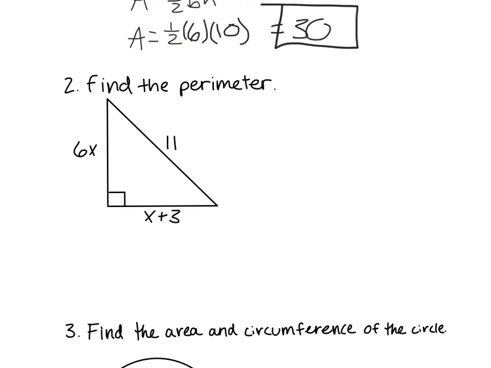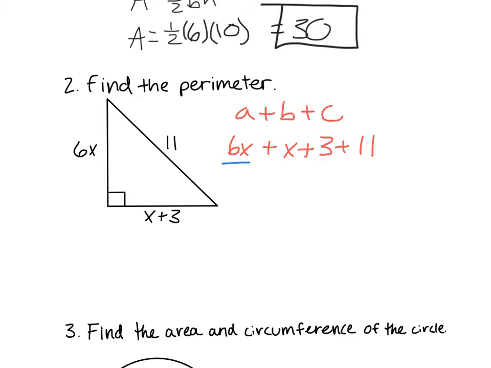So 30. Find the perimeter. What's the formula for perimeter of a triangle? A plus B plus C. So what's A? 6x. What's B? X plus 3. And what's C? 11. So now we add all these up.